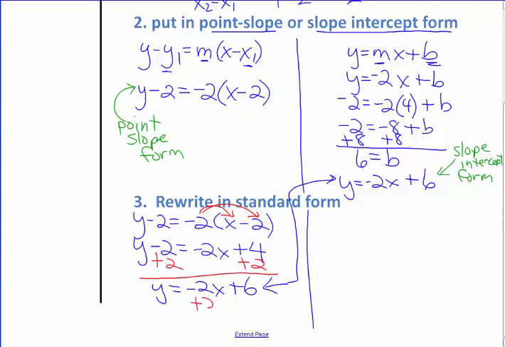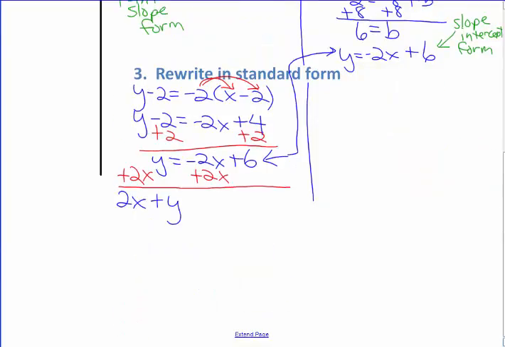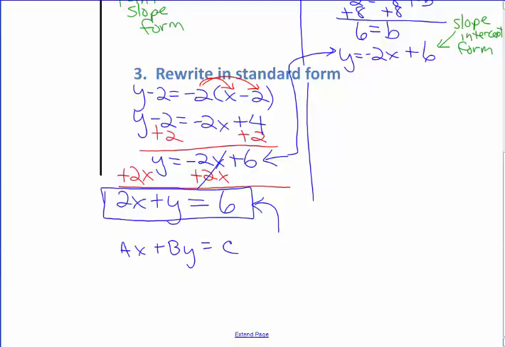So we will add the 2x to both sides. And I get 2x plus y equals, my negative 2x and plus 2x equals 0, so it just equals 6. So I have ax plus by equals c. So it's in the correct format. This is my standard form.